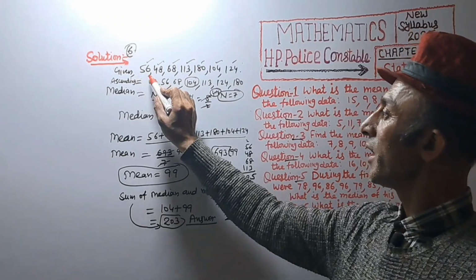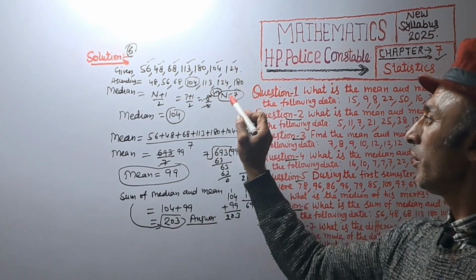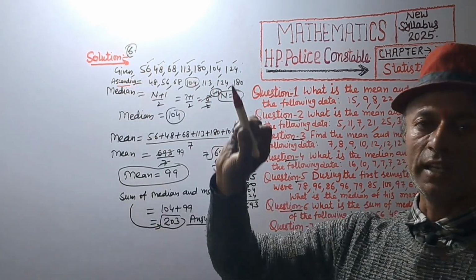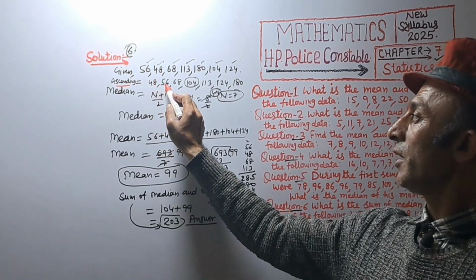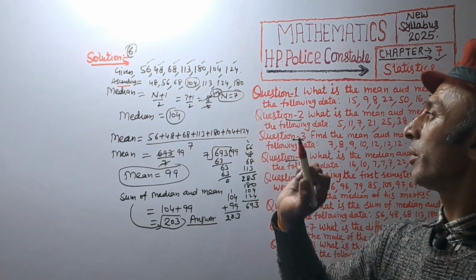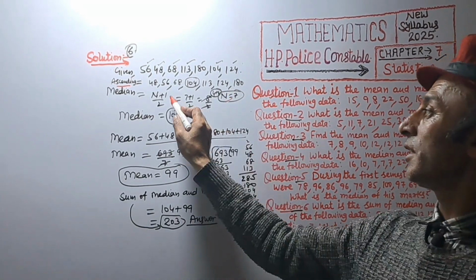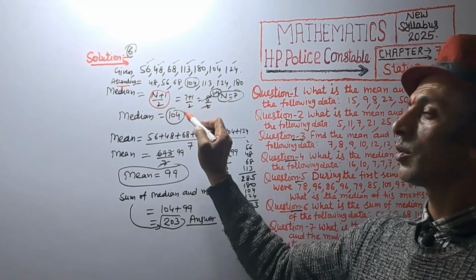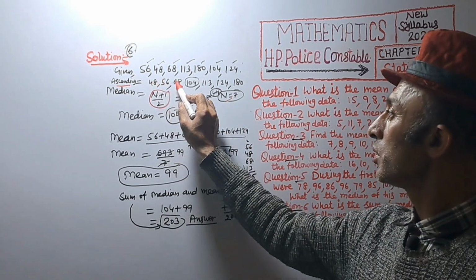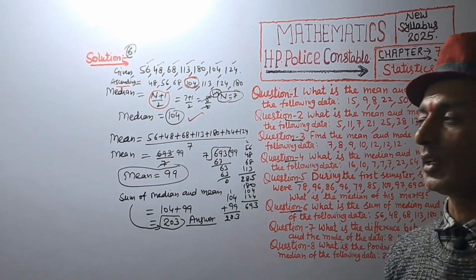Answer. Given data 56, 48, 68, 113, 180, 104, 124. We find the median by arranging in ascending order: 48, 56, 68, 104, 113, 124 and 180. N is equal to 7, which is an odd number. So median is n plus 1 upon 2, that is 7 plus 1 upon 2 is 8 upon 2. Fourth term 1, 2, 3, 4. Fourth number is 104. That is median.